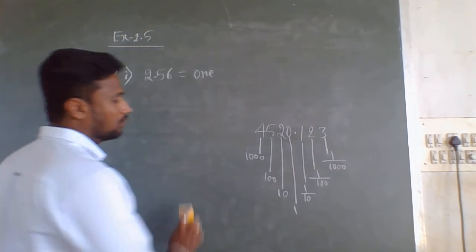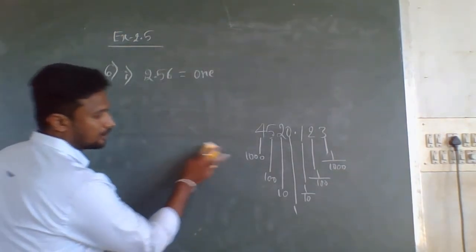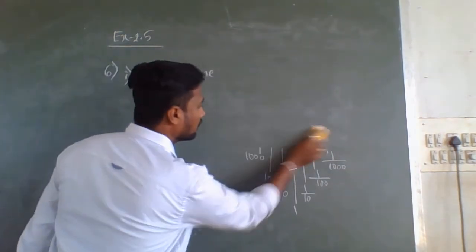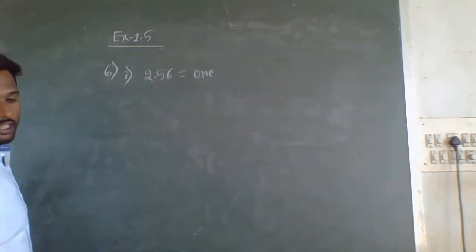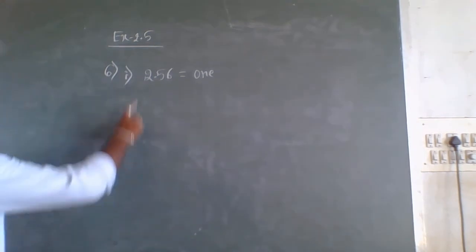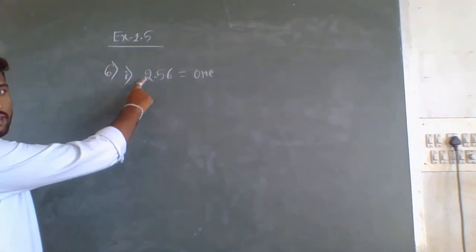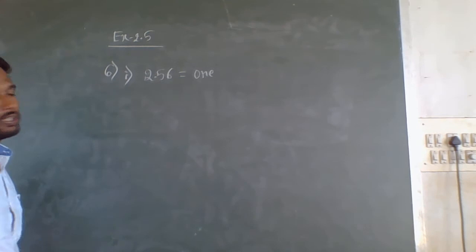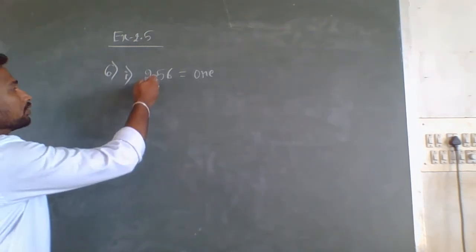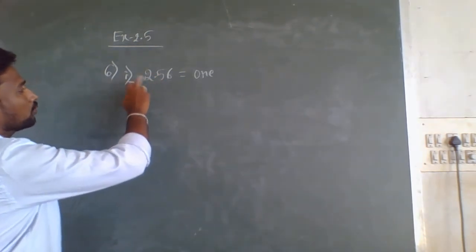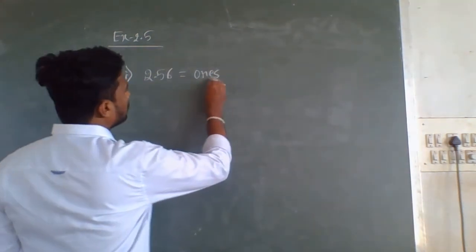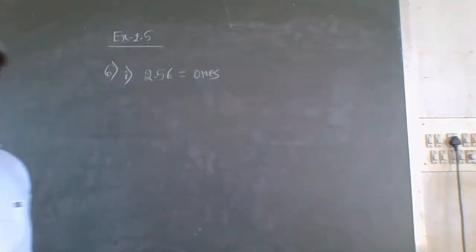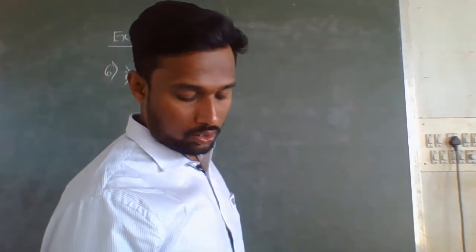This is for example only, but here in the question they have given 2.56, and here we have to mention the position of the 2, where the 2 is in 2.56. Here you can see before this decimal point only one digit is there, so here 2 is at the 1's position.